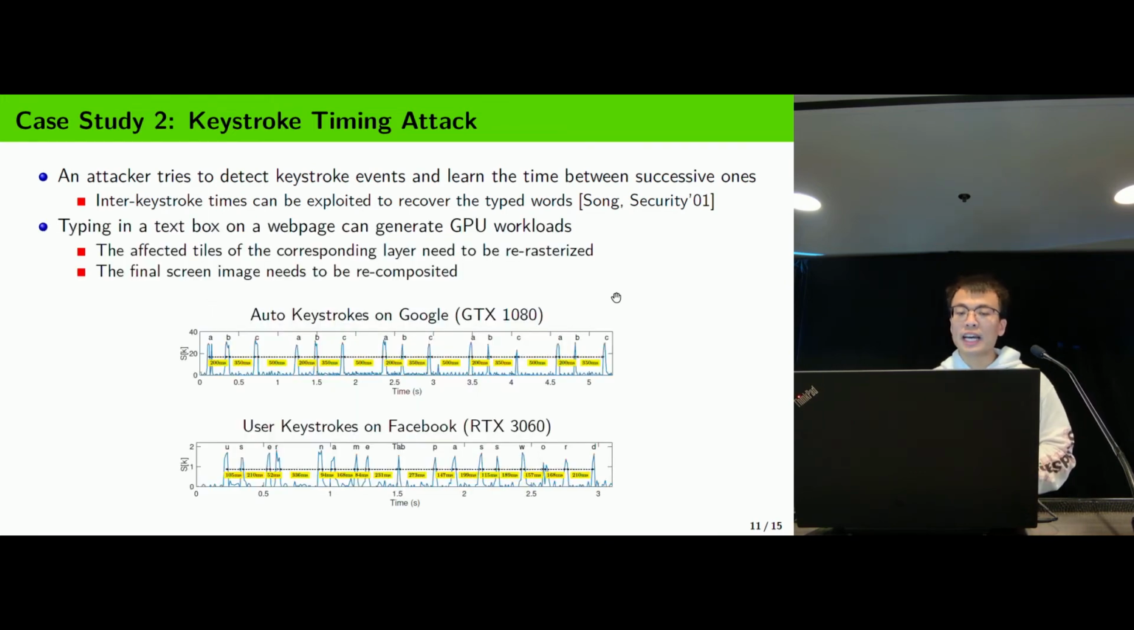When we type in a web page, it will create some GPU workload like re-rasterization or recomposition. Here we can see when we type A, B, C, with a time interval of 200 milliseconds between A and B, 350 milliseconds between B and C, and 500 milliseconds between C and A, we can clearly identify each keystroke and learn the inter-keystroke timing information.